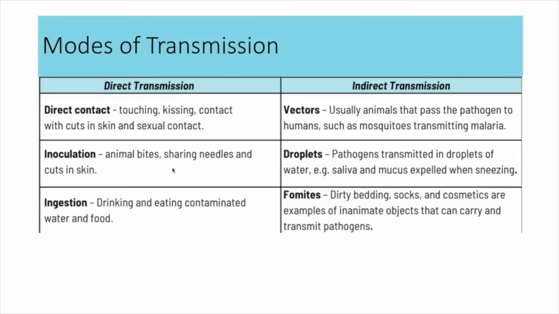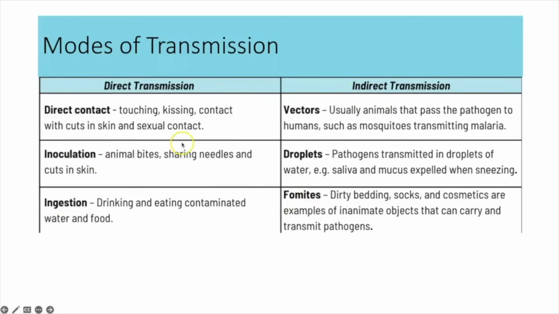So the types of transmission are either direct or indirect. And I recommend for this slide, you create a set of flashcards, because this would be really useful to have. Direct transmission is direct contact, inoculation, ingestion, and then another flashcard, indirect transmission, vectors, droplets, fomites.